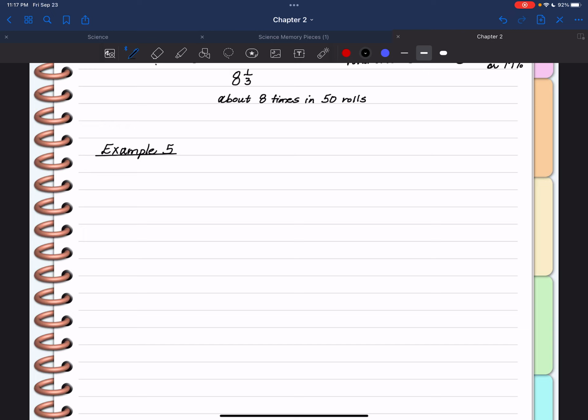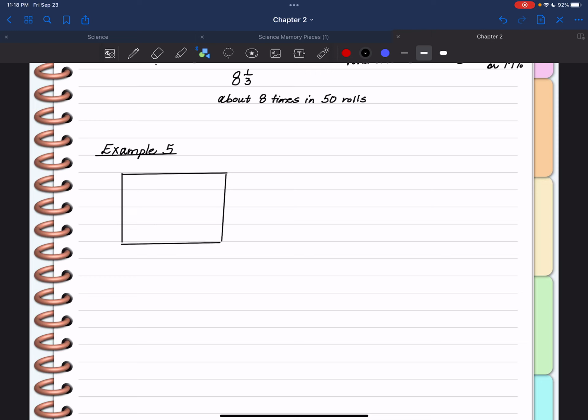And here's the story. The table shows the last 50 sales at Motor City. What is the best prediction for the number of Japanese cars sold out of the next 200 car sales? Well, here is the table. Let me duplicate that for folks who may not have the textbook in front of them.